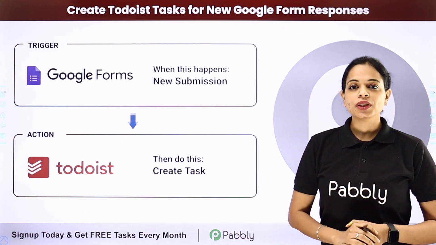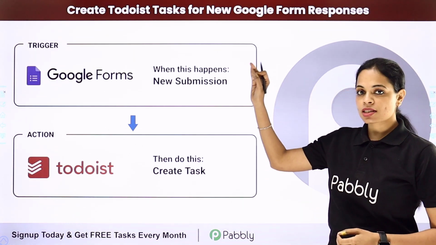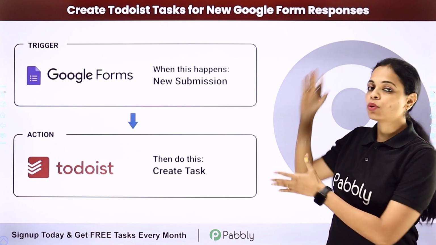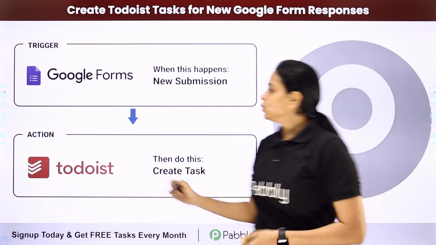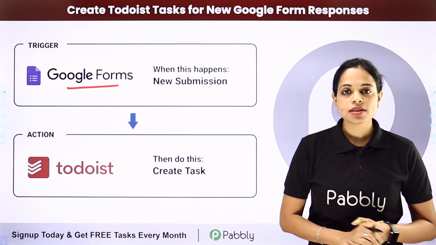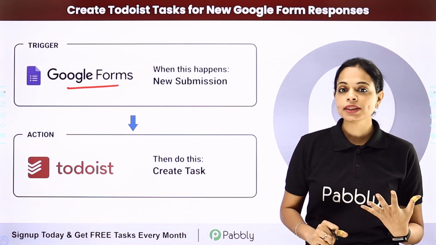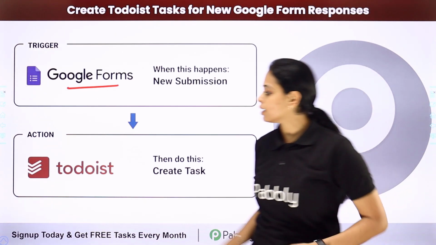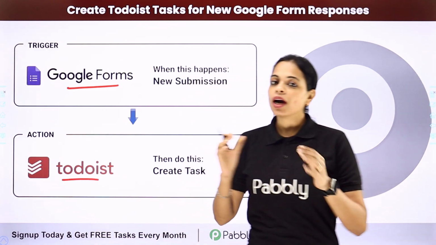In this video, we are going to see how to create Todoist tasks for new Google Form responses. So let's say that you are using Google Forms as a form builder application and every time a new response is received there, with the information received, you want to create a task in Todoist. So how can that be done?